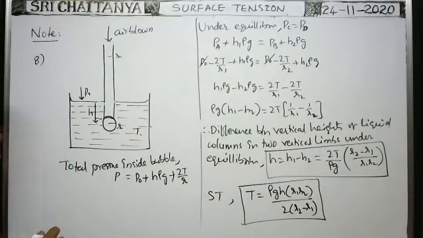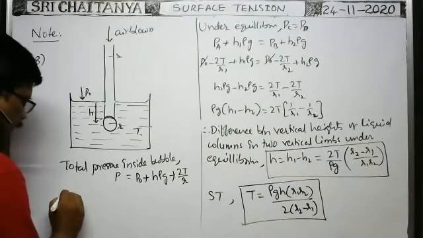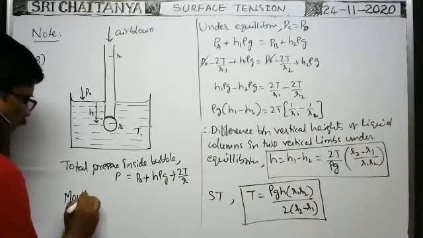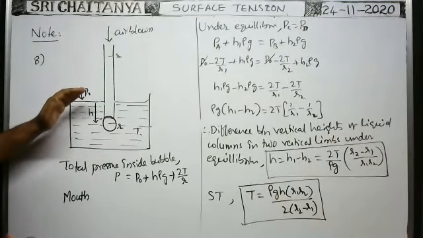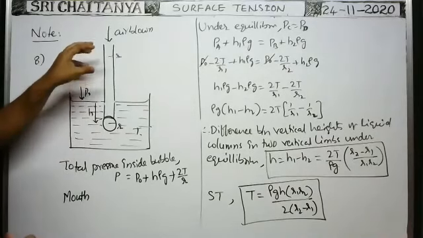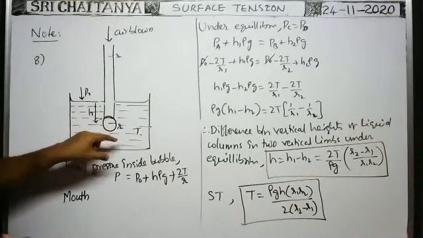Now, they may ask, what is the mouth pressure required? Mouth pressure means, additionally over the atmospheric pressure, what is the pressure to be applied on the bubble to produce a bubble of radius r?